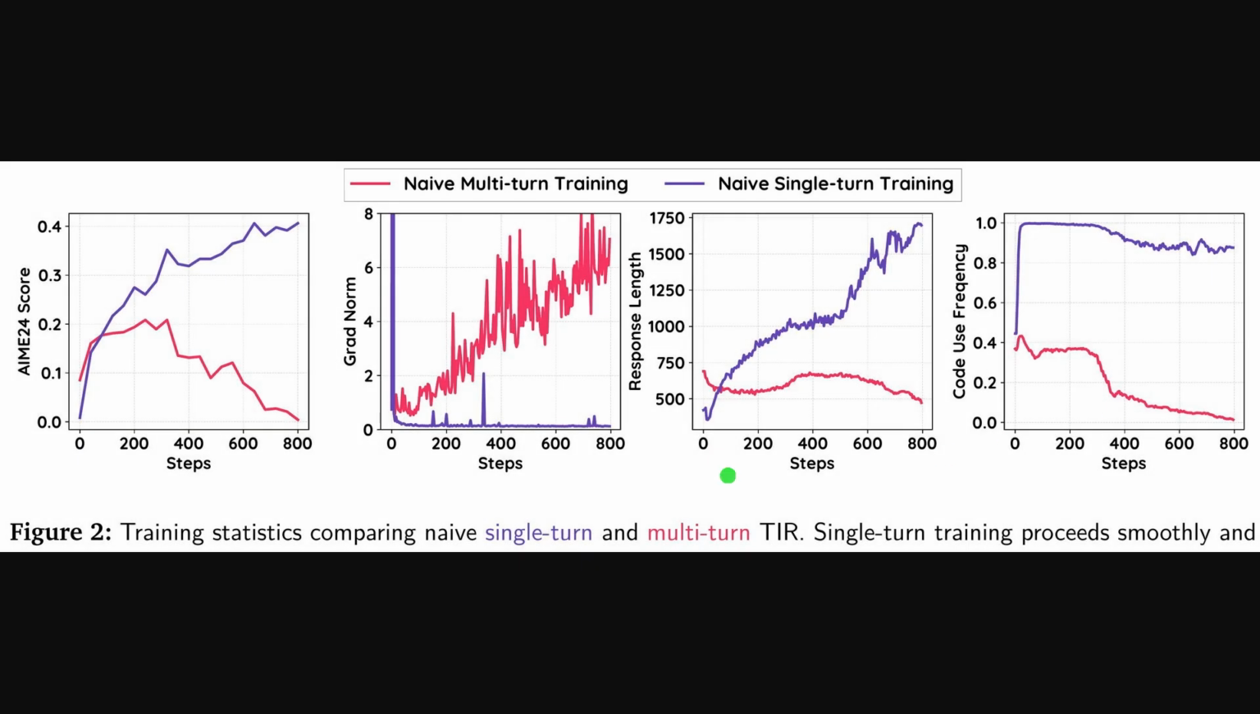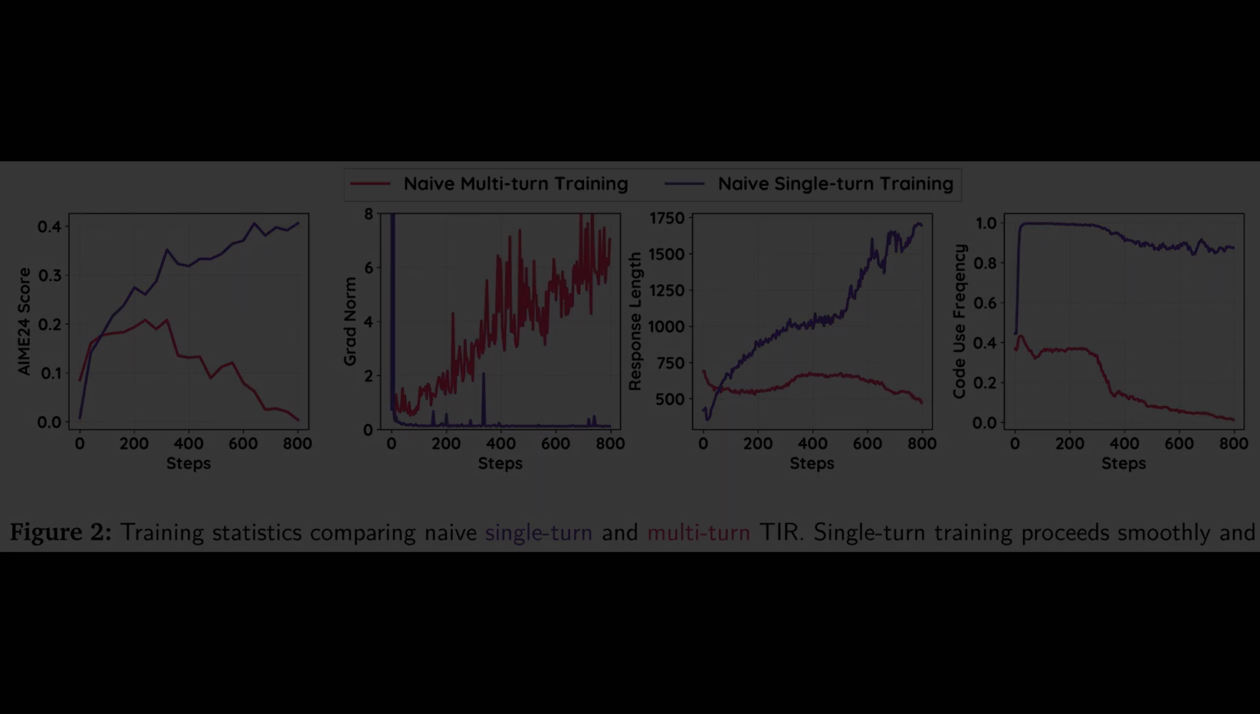So Figure 2 shows why naive multi-turn training destabilizes. The left panel reports AIME24 score rising for single turn, but sliding for multi-turn, which signals performance collapse. The second panel plots gradient norm that spikes for multi-turn because low probability tokens inflate the update. The third panel shows response length shrinking in multi-turn, and the fourth shows code use frequency fading towards zero. Together, these statistics indicate a compounding drift.